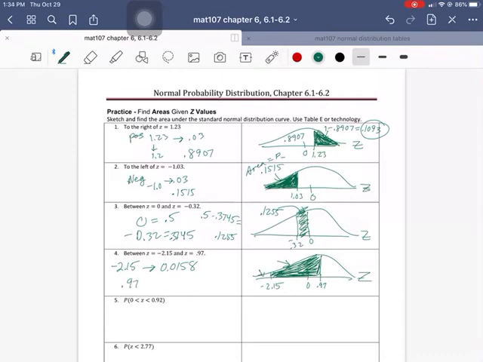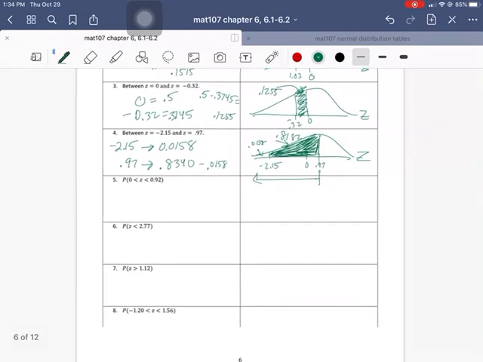And then positive 0.97, you're going to go in the positive chart and go down to 0.9 and over to 0.07, you're going to get 0.8340. So that's from here this way, okay? So I have this is 0.0158, and the whole thing is this, so I need to subtract. So this number minus 0.0158, and I'm going to get 0.8182. That seems reasonable. Okay.